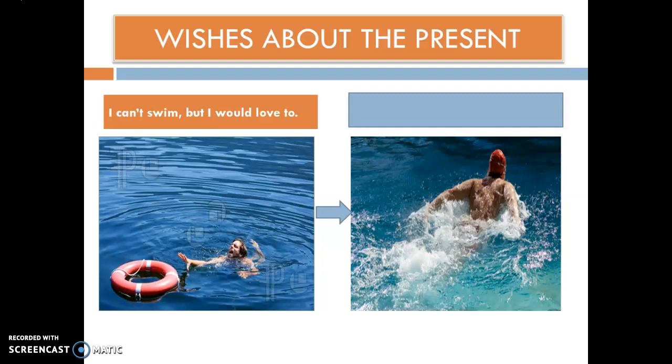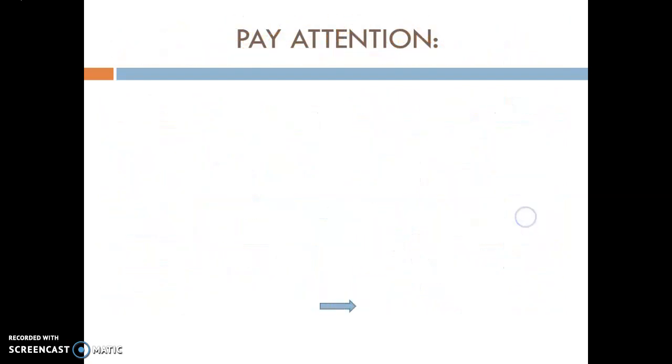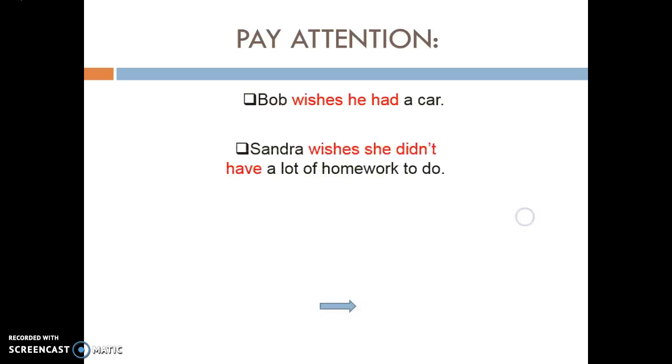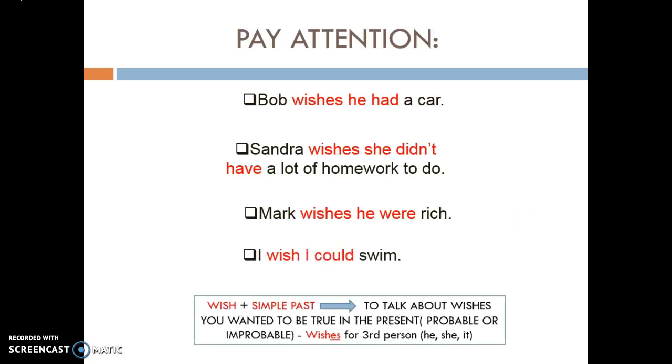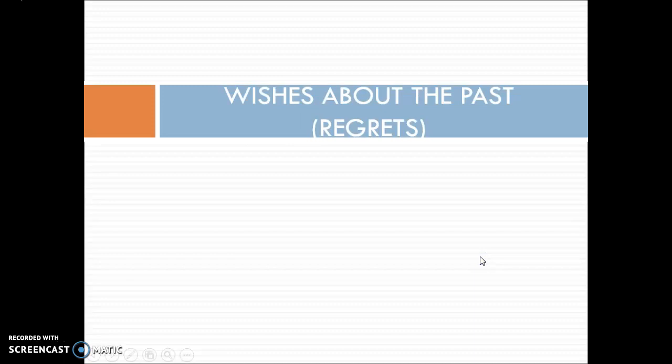These are all wishes about the present, right? I can't swim, but I would love to. I wish I could swim. So, let's pay attention. How do we make wishes in the present? Bob wishes he had a car. Sarah wishes she didn't have a lot of homework to do. Mark wishes he were rich. I wish I could swim. We make wishes about situations in the present with the past simple. Okay? That's easy. It's a revision.